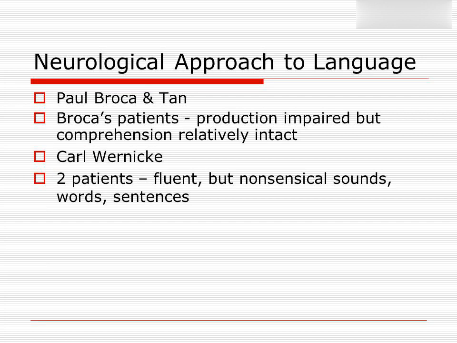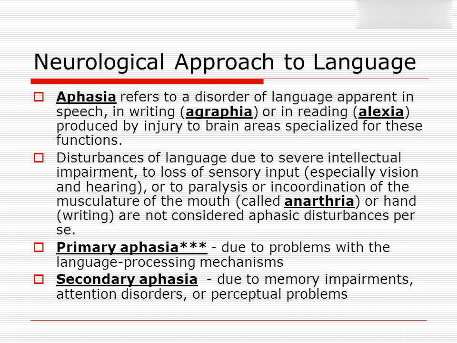Neurological approach to language. Paul Broca and Tan. Broca's patients: production impaired but comprehension relatively intact. Carl Wernicke: 2 patients, fluent but nonsensical sounds, words, sentences. Neurological approach to language.